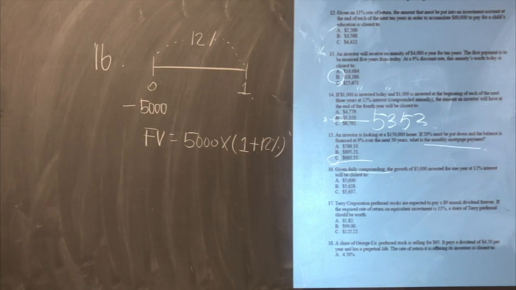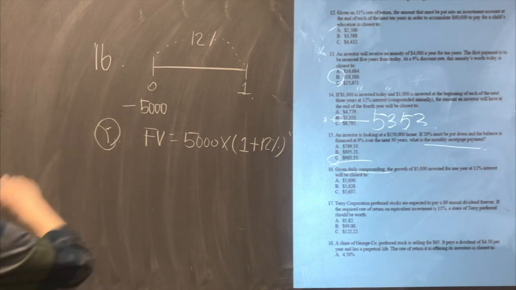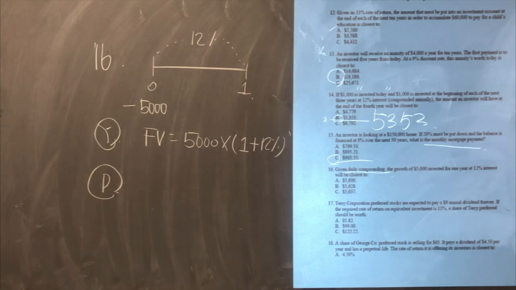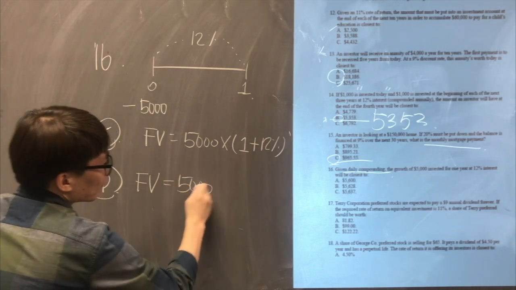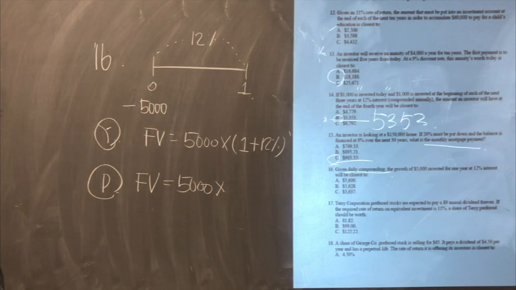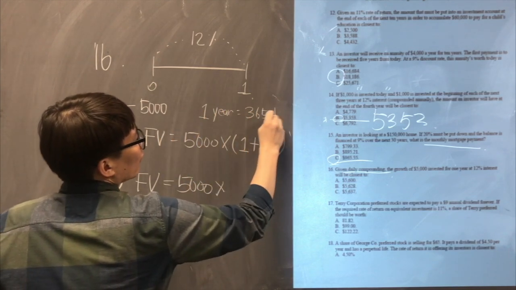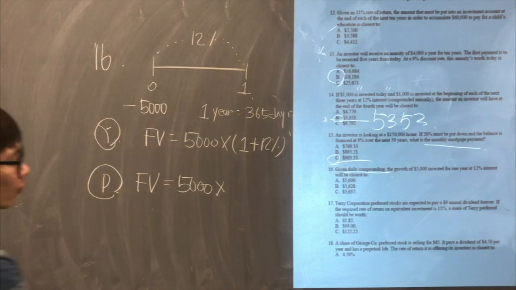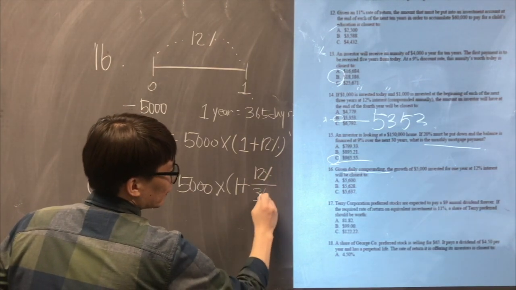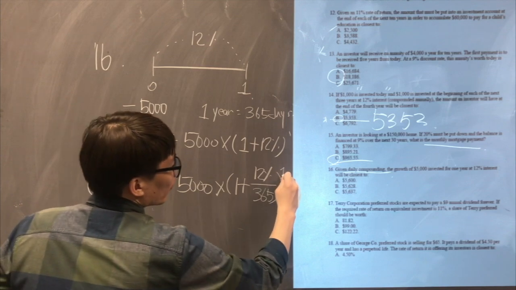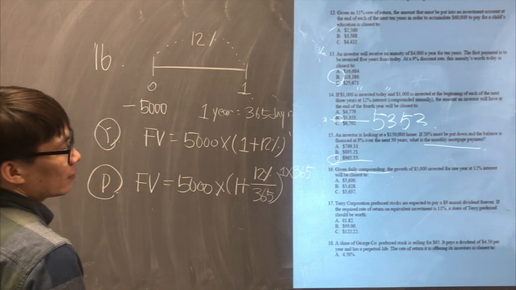Here we go. Now daily. This is annual. Now daily. What happens? Your future value equals what? 5,000 multiplied by what? 1 year equals 365 days, right? So 1 plus 12% over 365, to the power of 365. Okay? So this will be the answer.